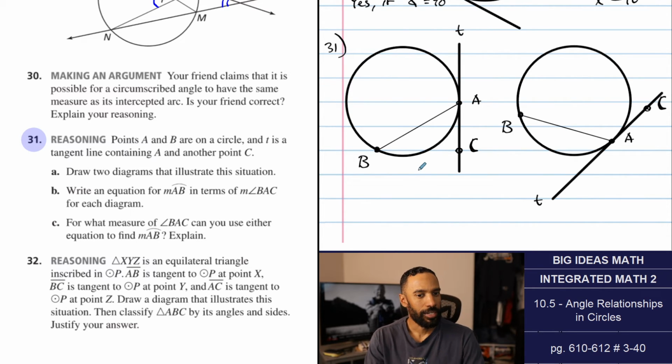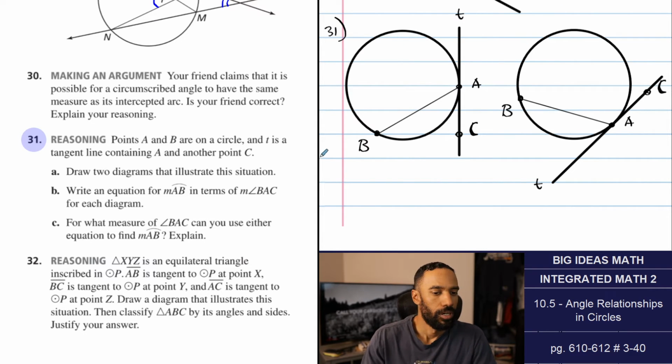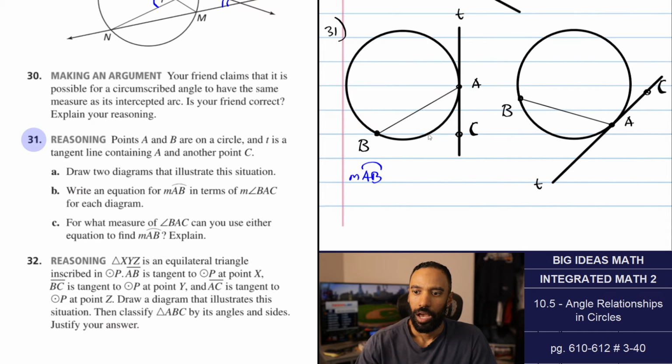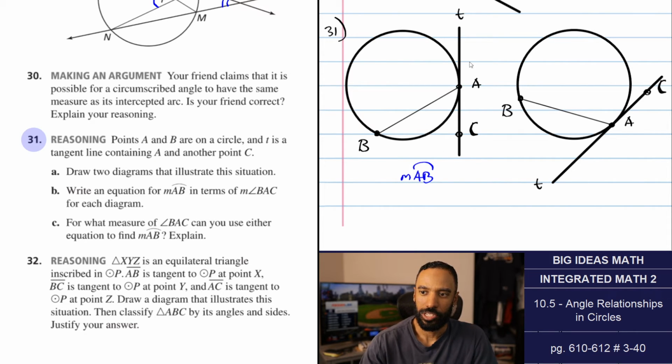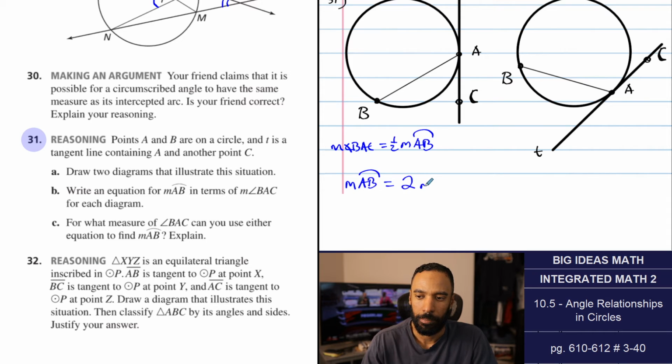So here, measure of angle BAC. Wait, write an equation for measure of arc AB. So measure of arc AB in this one is going to be like a smaller angle here. Remember, BAC is half the measure of it. So measure of angle BAC is half the measure of its intercepted arc. So write an equation in terms of BAC. We got to double it. Measure of arc AB is double the measure of angle BAC in the first one.